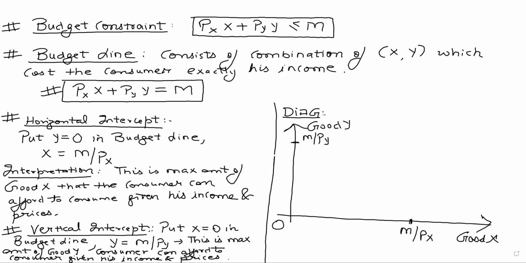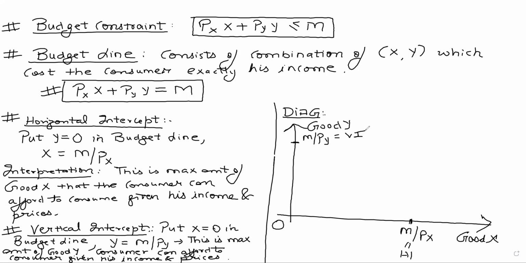So I hope students have understood how we have calculated the horizontal intercept, HI, and the vertical intercept, VI. Horizontal intercept is calculated by putting y equal to 0 in the budget line, and it tells us the maximum amount of good X the consumer can afford to consume given his income and prices. Vertical intercept is calculated by putting x equal to 0 in the budget line, and that will give us the maximum amount of good Y the consumer can afford to consume given his income and prices.